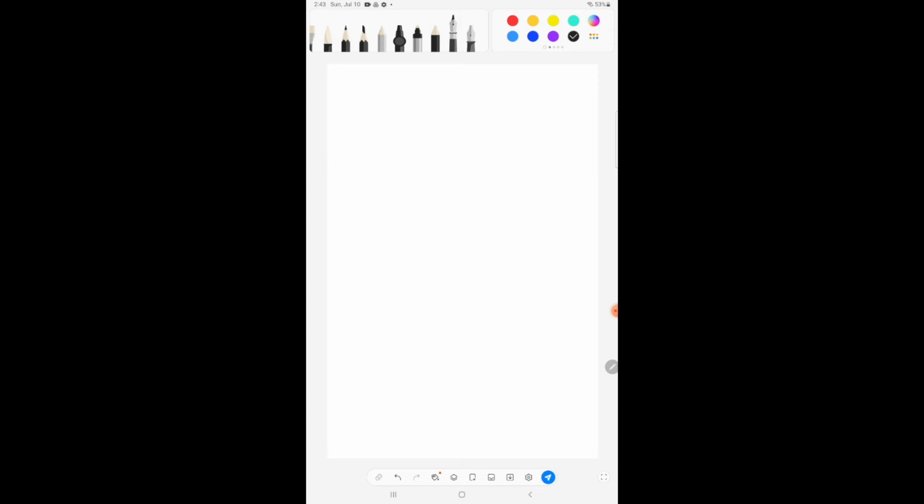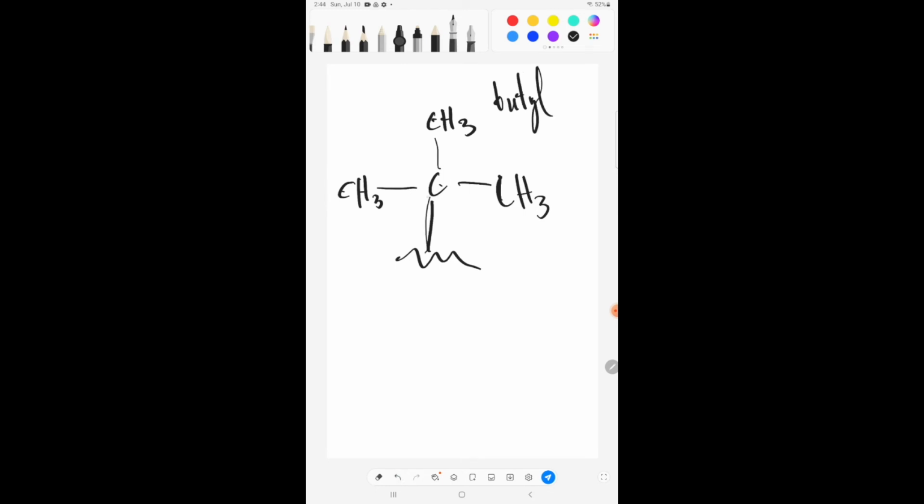Okay. So let's say we have three methyl groups attached to this carbon that's attached to the main molecule. So 1, 2, 3, 4. So this is butyl. But it's in the middle here. And so it's not isobutyl, it's tert-butyl.